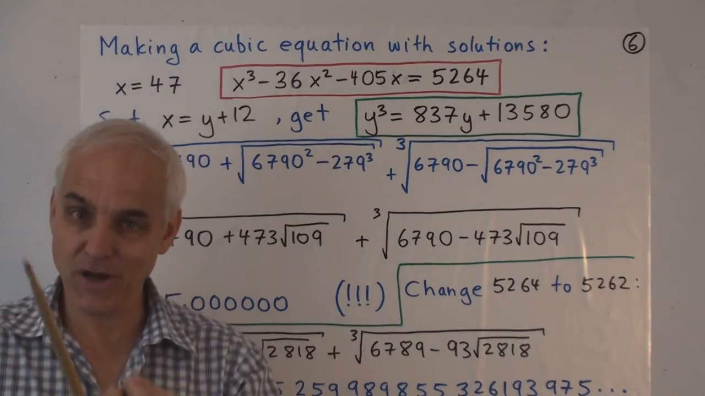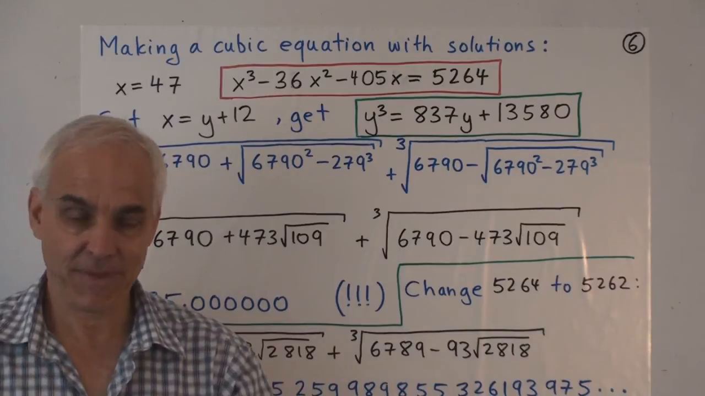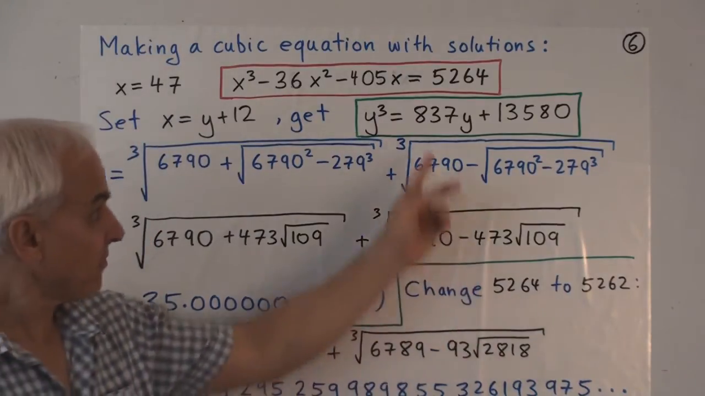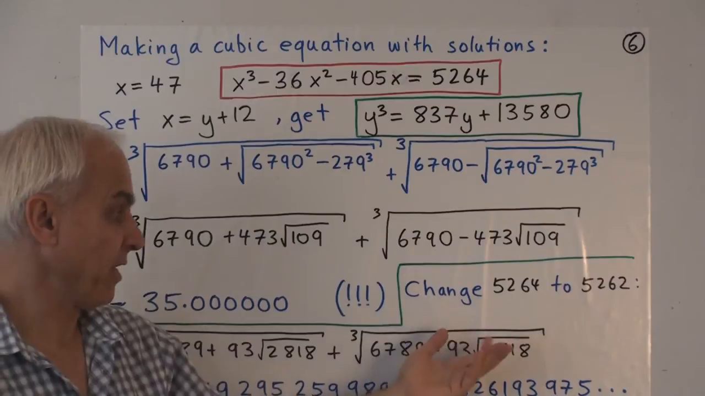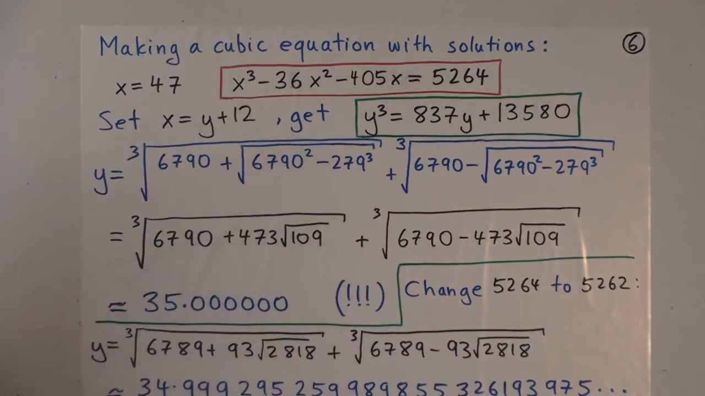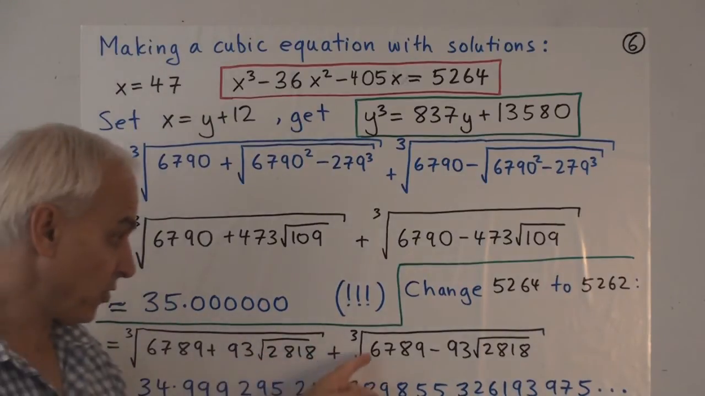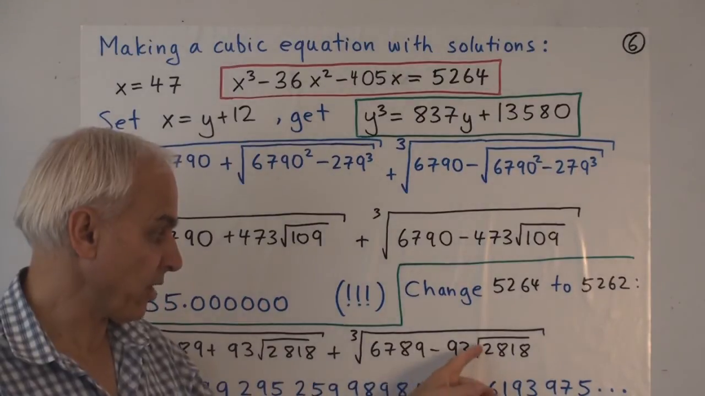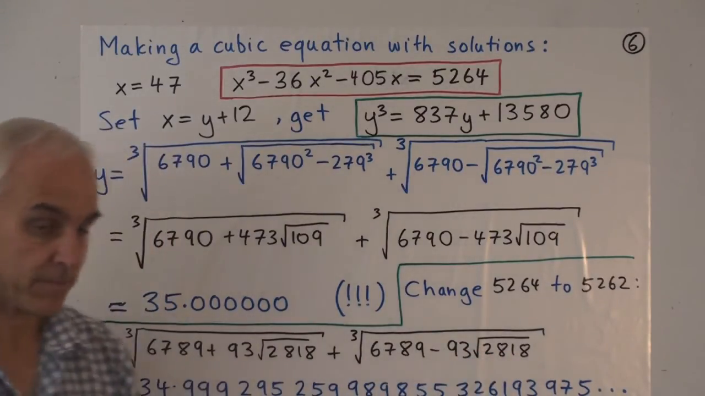Now this whole solution here depends very much on the fact that we started with an equation which we already know has a solution. If we change this 5,264 to something randomly close, say 5,262, well then you can go through the same motions and you get the cubic formula spitting this out. Cube root of 6,789 plus 93 times the square root of 2,818, plus the cube root of the same thing minus 93 times the square root of 2,818.